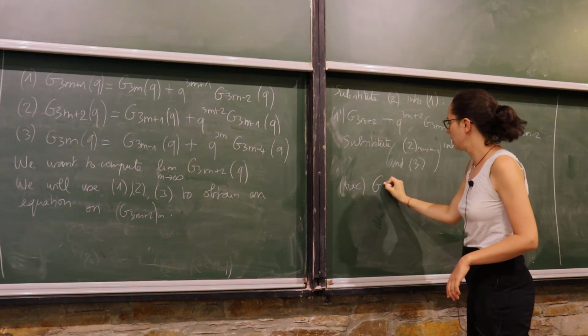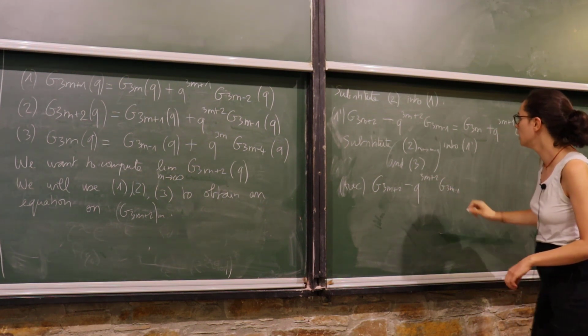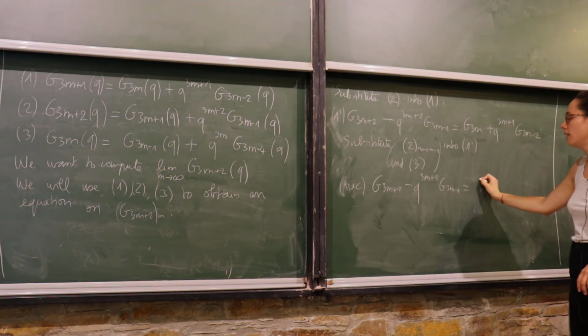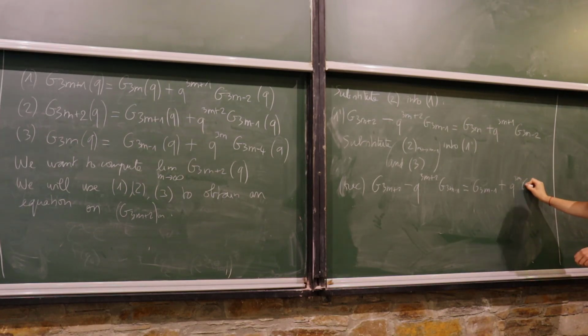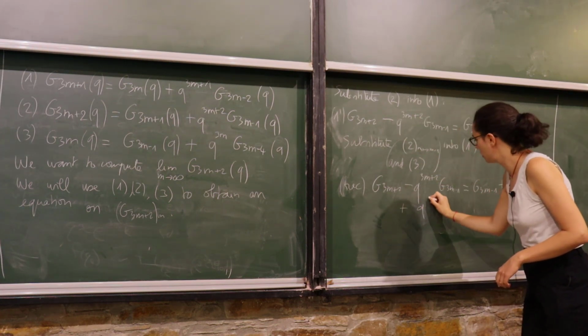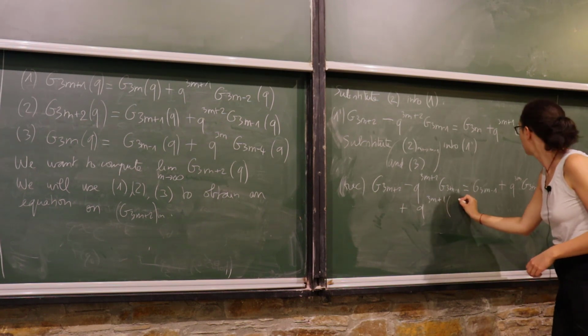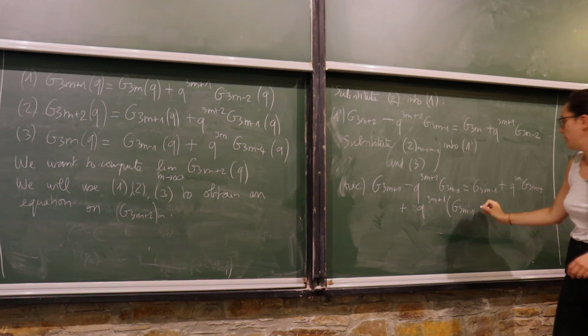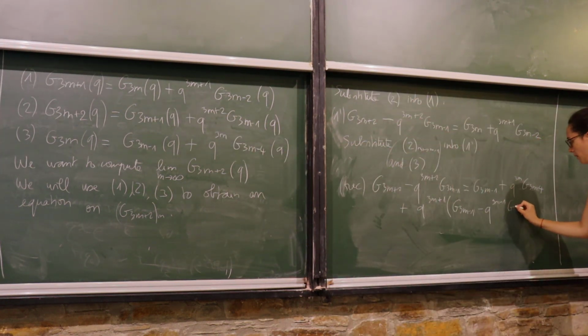So we get G3m plus 2, that was correct, minus q to the 3m plus 2 G3m minus 1, equal, so G3m, we said this is G3m minus 1 plus q to the 3m G3m minus 4, and this one, we use 2 again, so we get plus q to the 3m plus 1 times G3m minus 1 minus q to the 3m minus 1, which will come from here. And this is times G3m minus 4. So this is the equation.